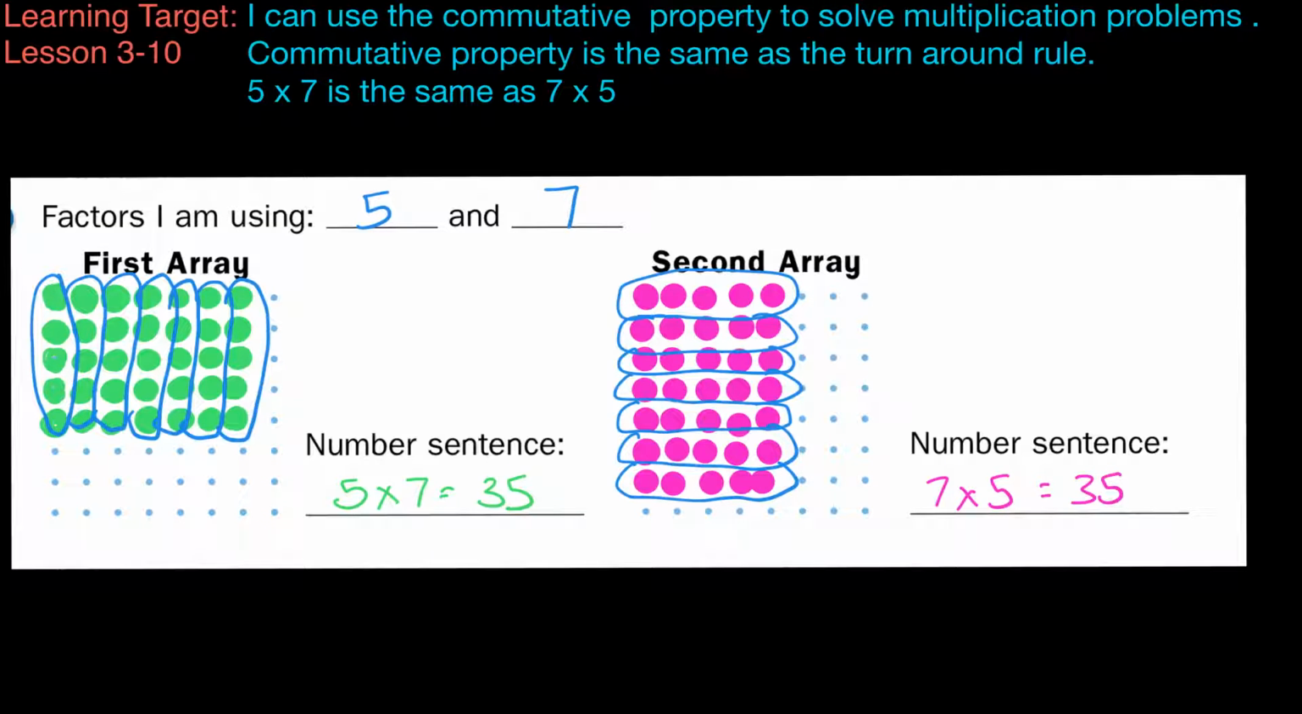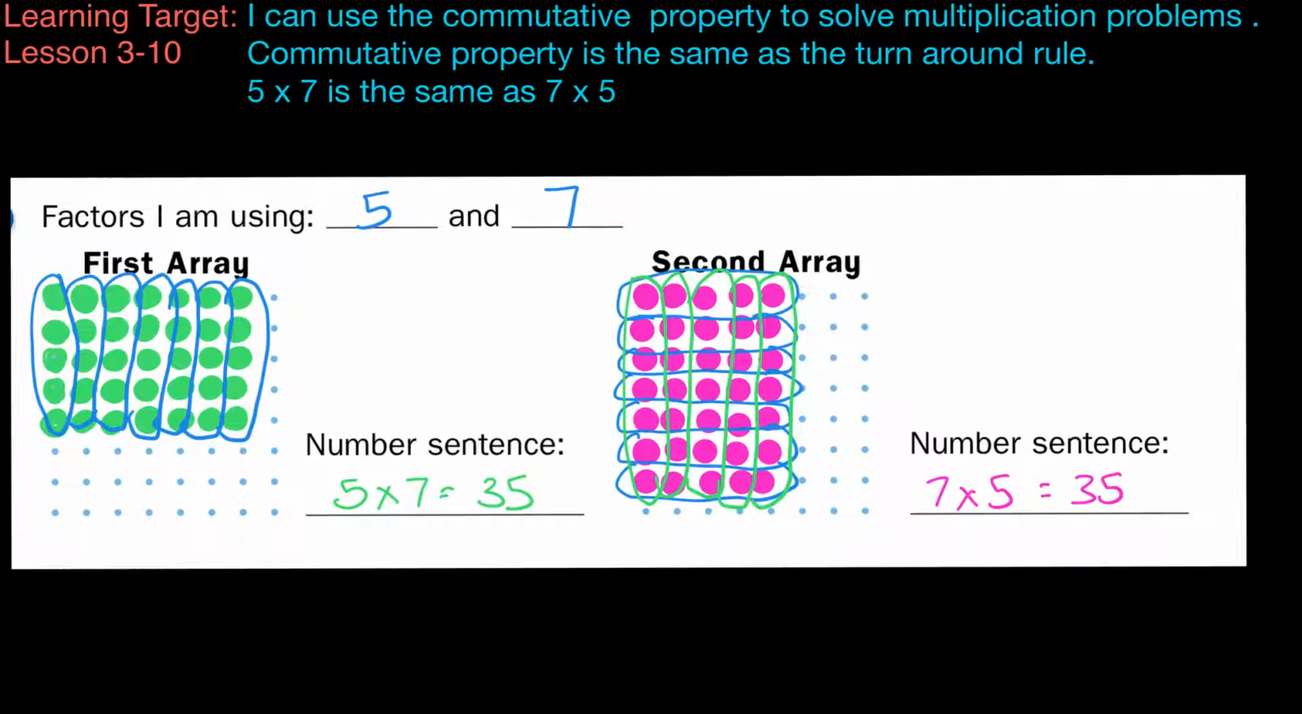So we've seen now that if we switch the factors, 5 and 7, or 7 and 5, we both get the same answer. And this is helpful because when we see that factor of 5, maybe we don't want to count by 7s. Counting by 7s would be a little bit more challenging if we had to go 7, 14, 21, 28, 35. Maybe you're not as skilled at counting by 7s, so you want to count by 5. So we can use the commutative property, also known as the turnaround rule, and we can switch factors around and get the same answer.